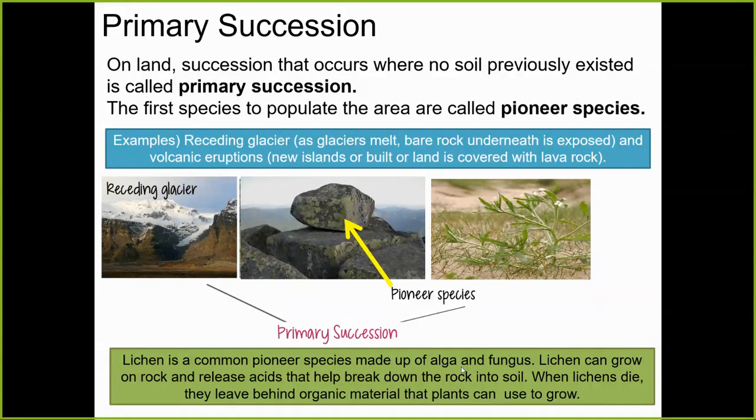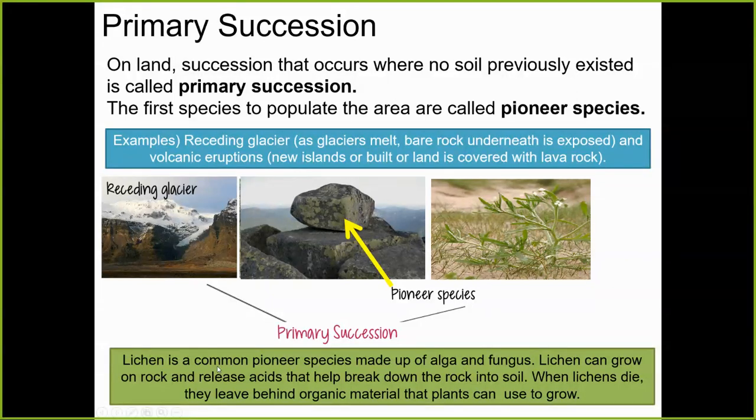Again, 12,000 years ago, Michigan was 100% covered in glaciers. When those glaciers receded, bare rock. So in the last 12,000 years, every living thing that has developed here in Michigan has developed from an original primary succession.